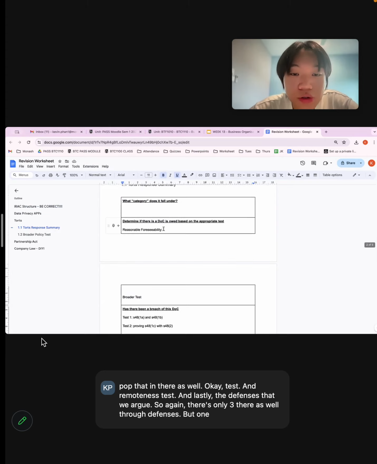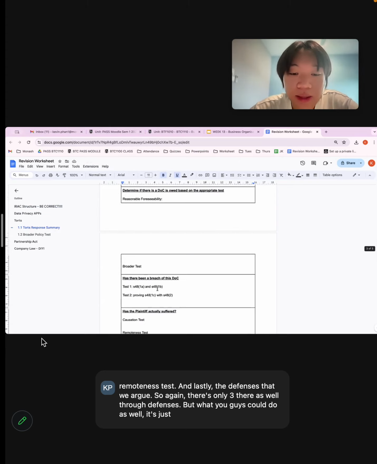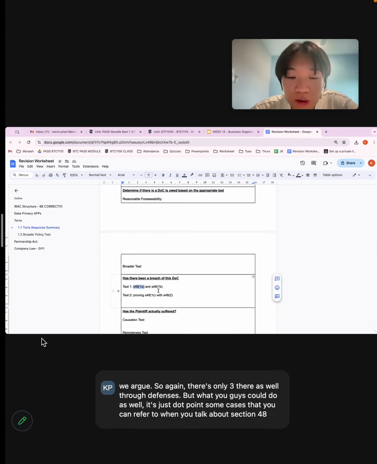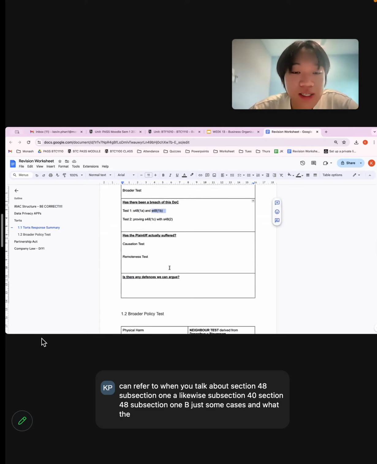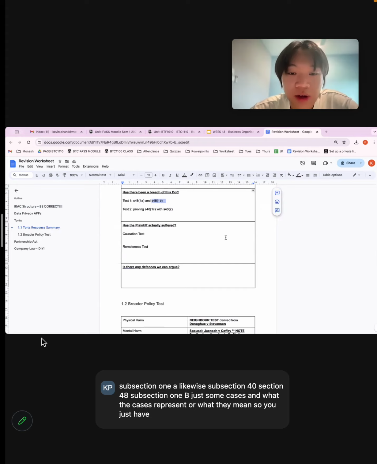But what you guys could do as well is just dot point some cases that you can refer to when you talk about section 48, subsection 1A. Likewise, section 48, subsection 1B, just some cases and what the cases represent or what they mean. So you just have something to refer to as well.